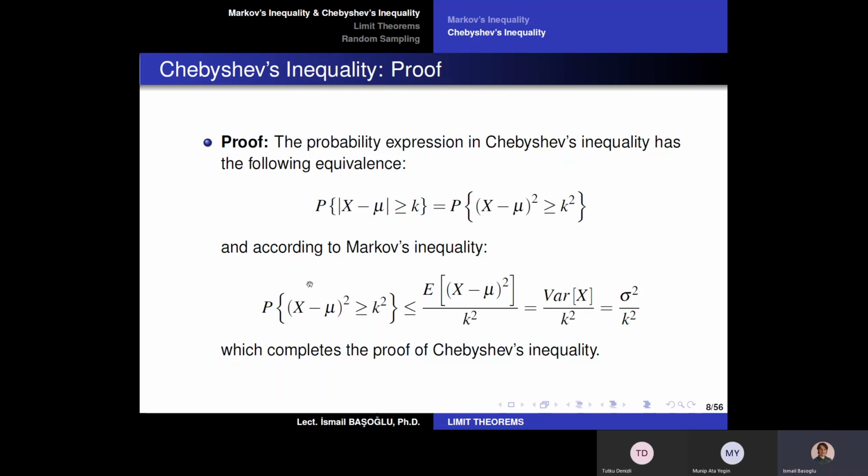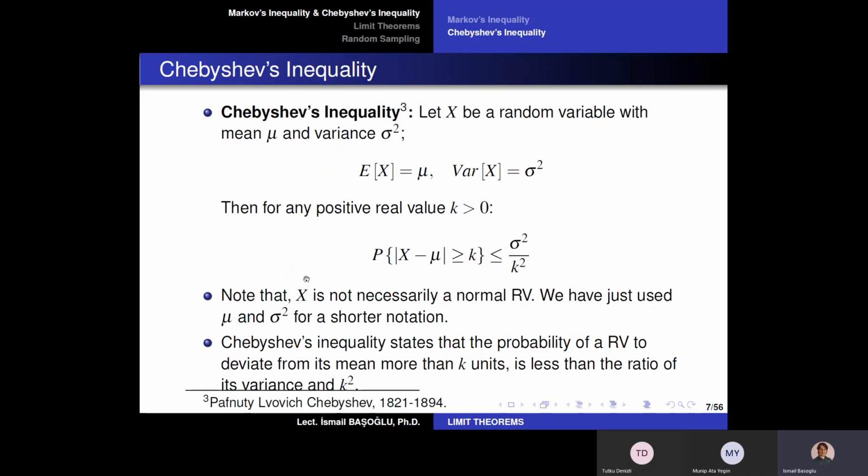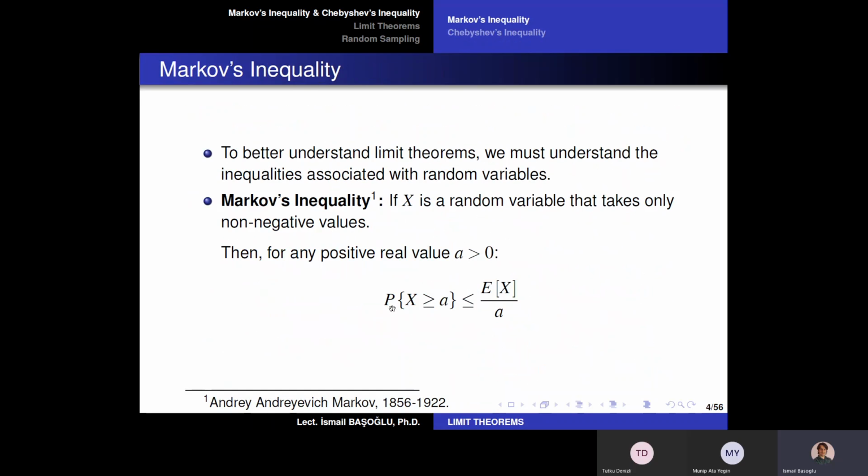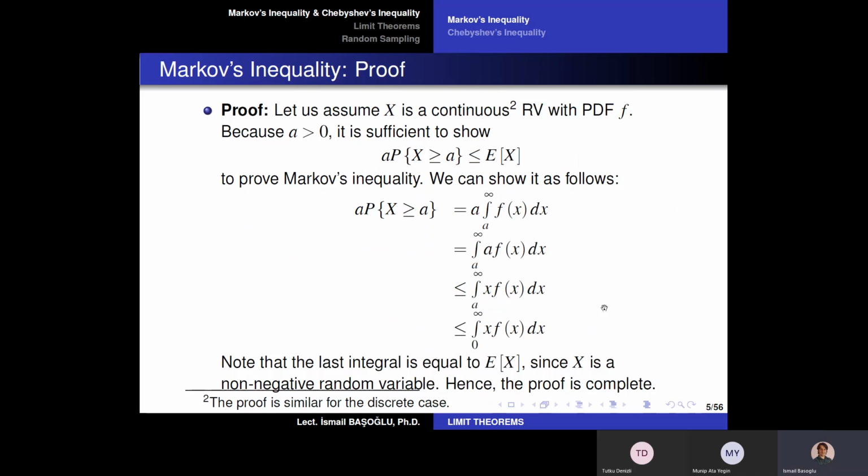And according to Markov's inequality, so remember what Markov's inequality says. The probability of a non-negative random variable being greater than or equal to a is less than or equal to its expected value divided by a. So this is Markov's inequality. Now check that out.